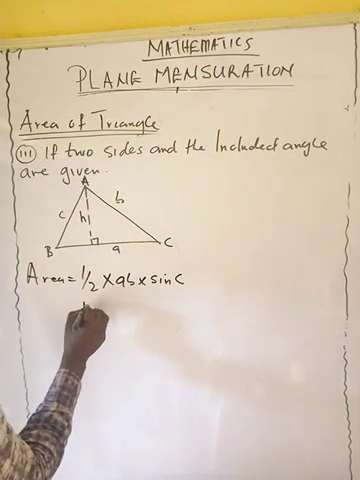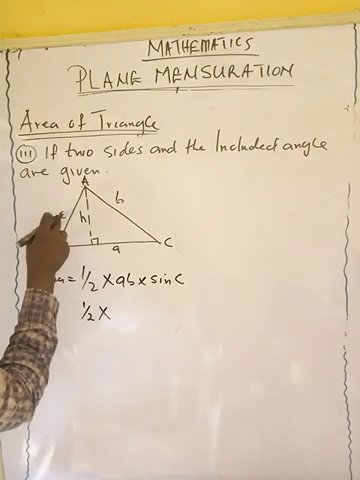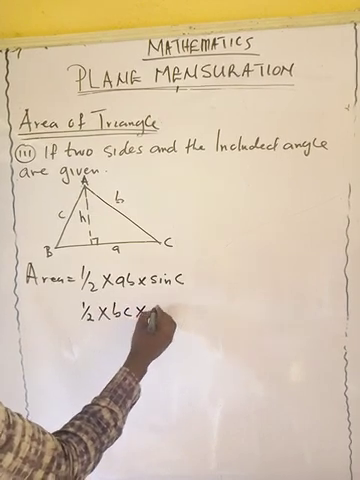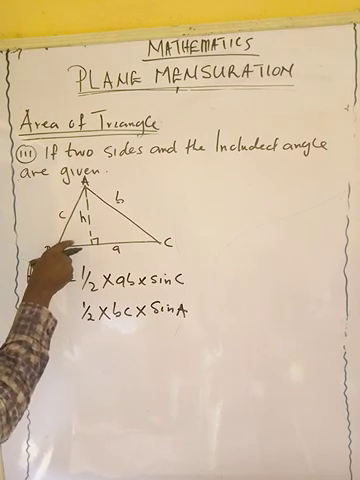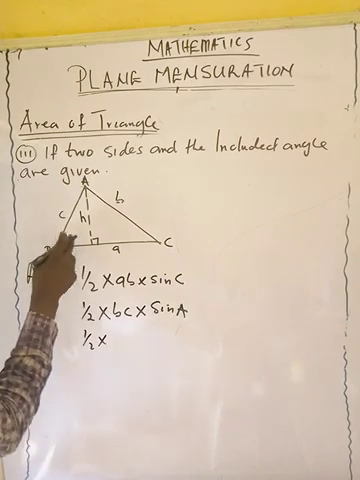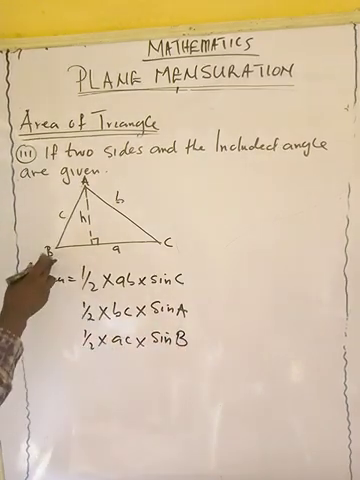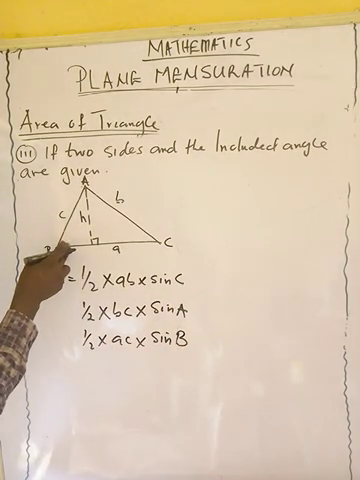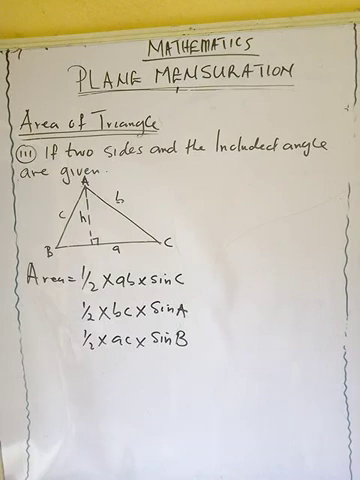Then another one, half times BC times sine A. So let's assume they give us this angle B. Then it will be half times AC times sine B. Can you see it? So if they give you this angle, that means these two sides will be given to you. So that is the third method which we can use to calculate the area of a triangle.